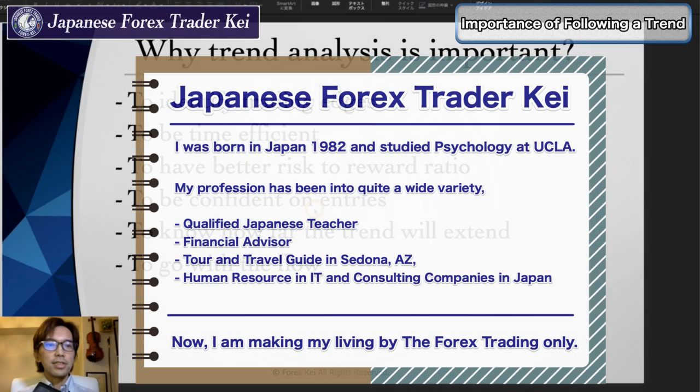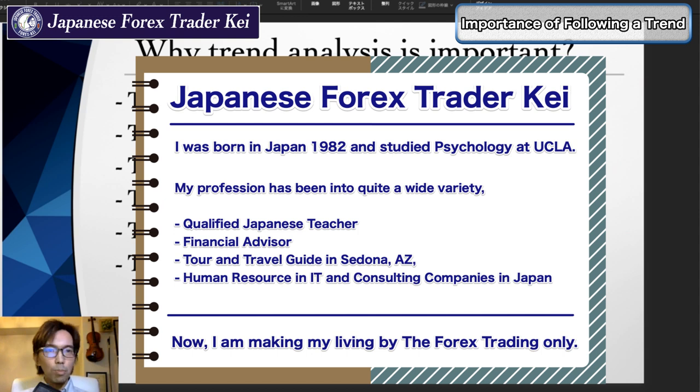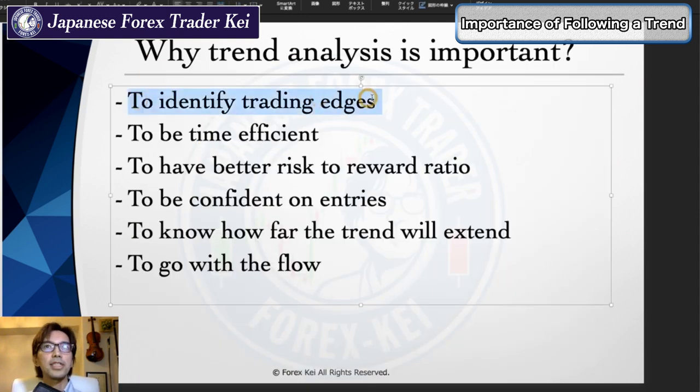Yeah, the trend, right? The trend is very important because these points help to identify the trailing edges. When you know the trend, where it starts, then you will easily find the trailing edge to buy or sell. But if you don't know where the trend is, then you cannot really look for the trailing edge, right?